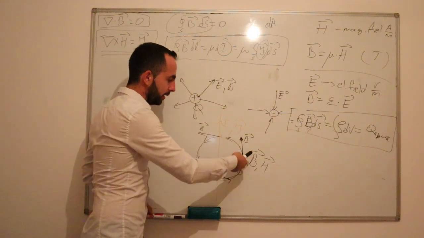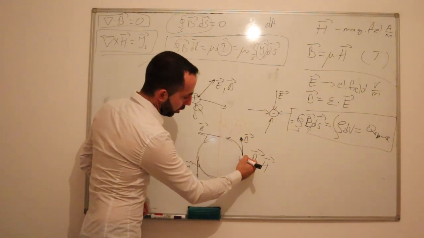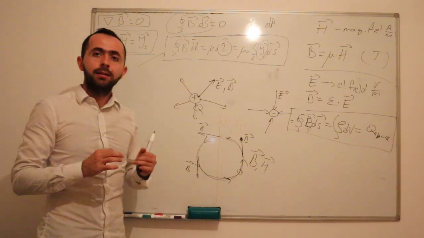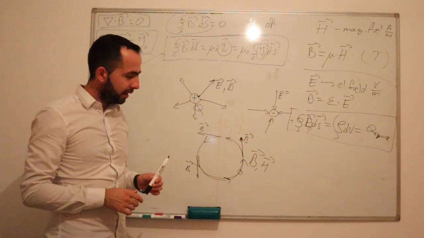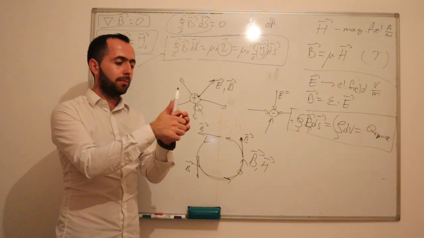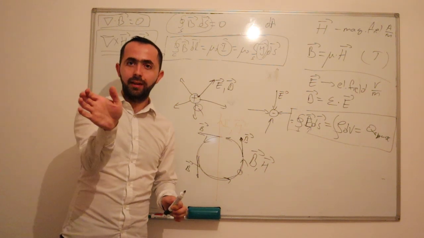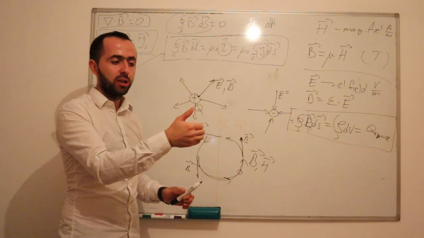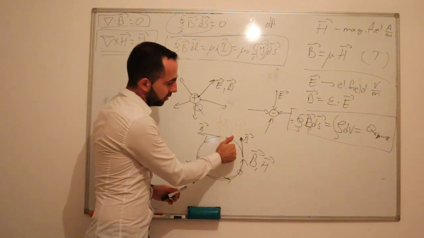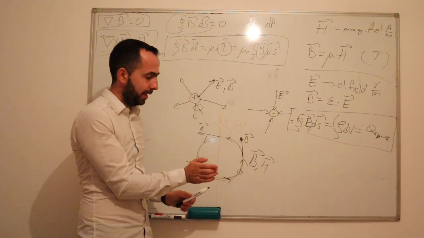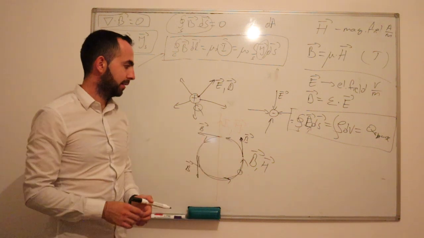But how do we determine this direction on the circle? Is it this way or is it opposite? This is determined with the right hand rule, where you put your thumb in the direction of the current and your closed fingers show in which direction you are closing your fist, and that is the direction of the magnetic field. I'm closing this way, so this is the direction of the magnetic field.